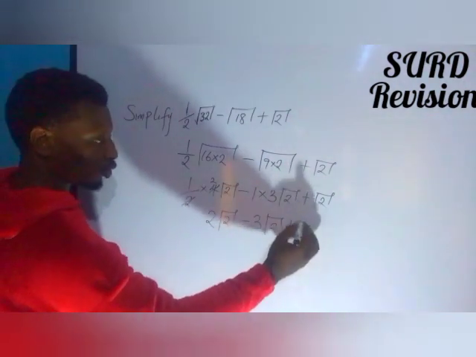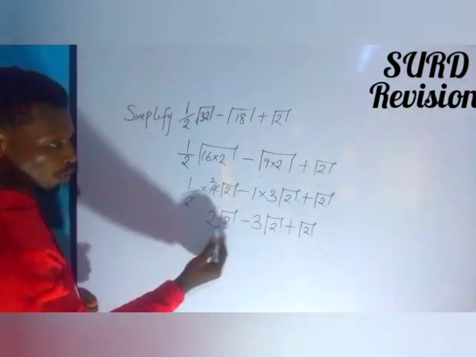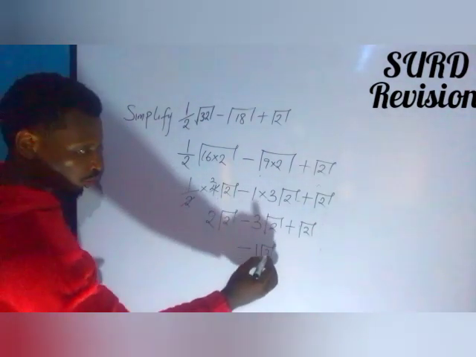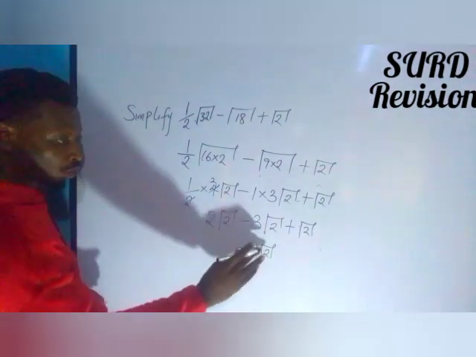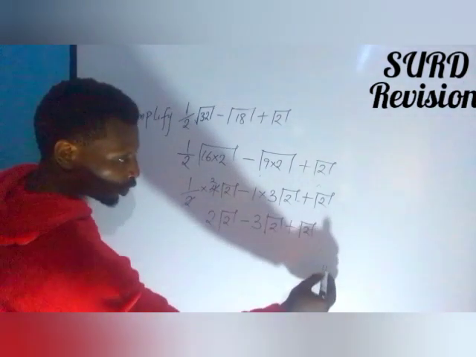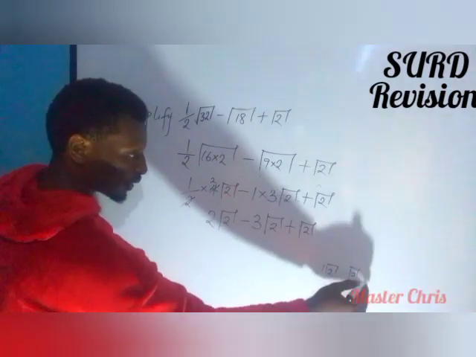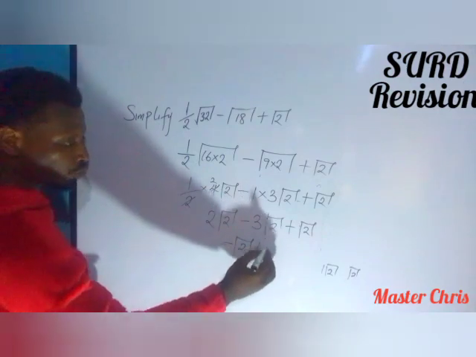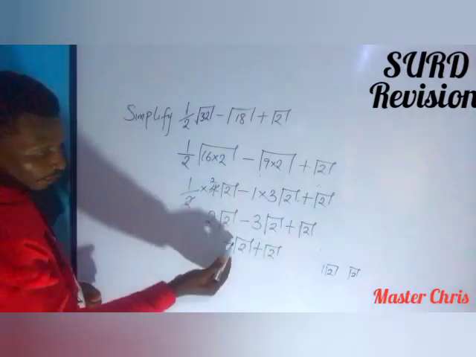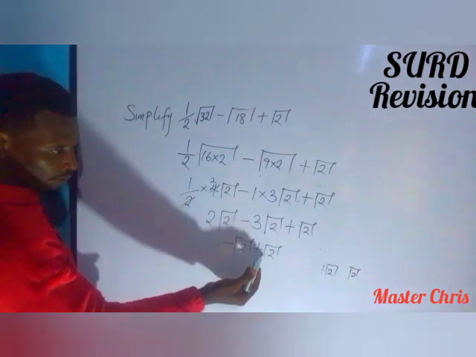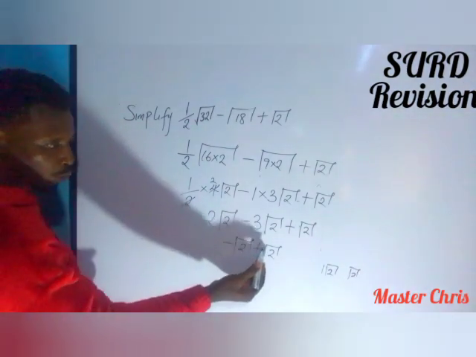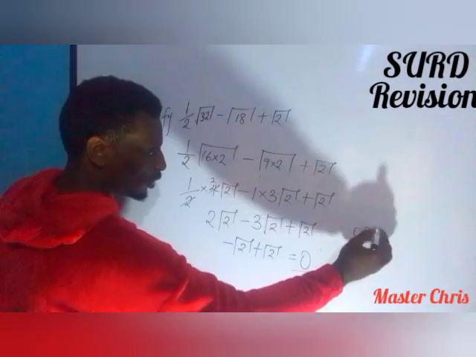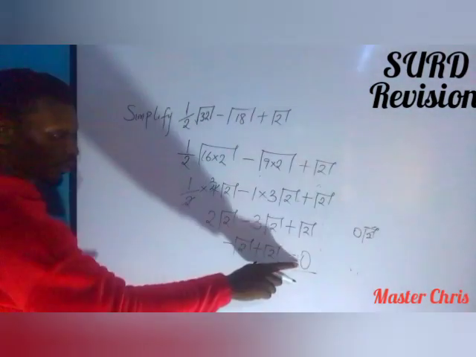plus surd 2. So 2 minus 3 is minus 1 surd 2, or you can also say minus surd 2. So 1 surd 2 and surd 2 are still the same. So 2 minus 3 is minus surd 2 plus surd 2. We have an invisible 1 here, and we also have an invisible 1 here. So minus 1 plus 1 will give us 0. There is nothing like 0 surd 2; 0 is 0. So the final answer of this question is 0.